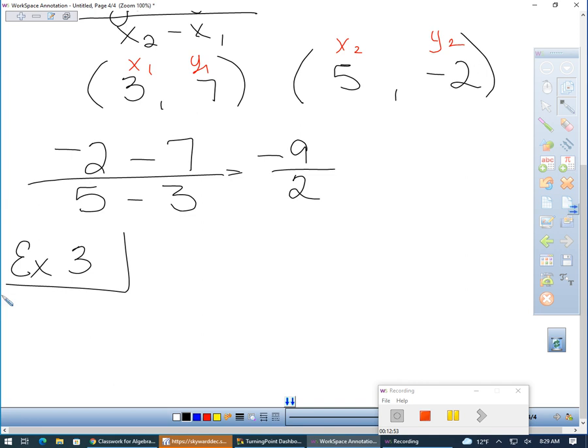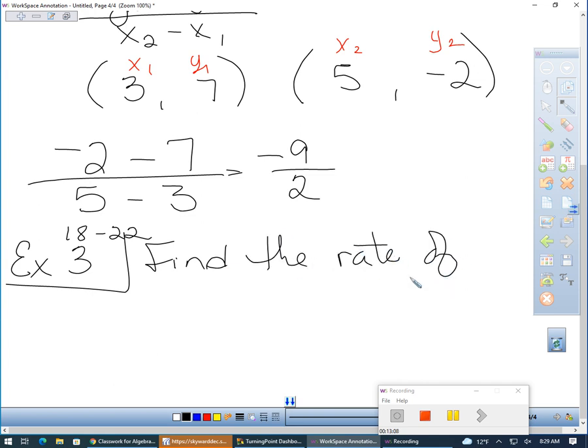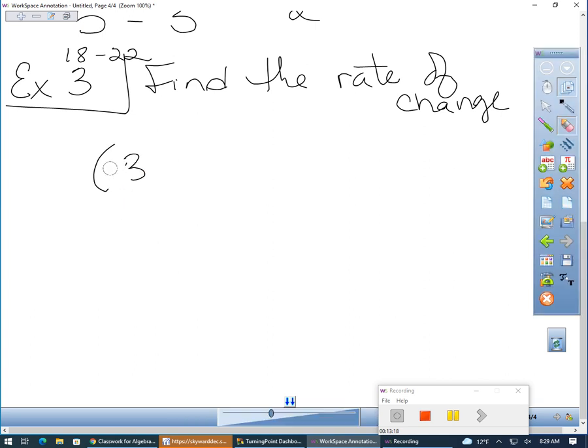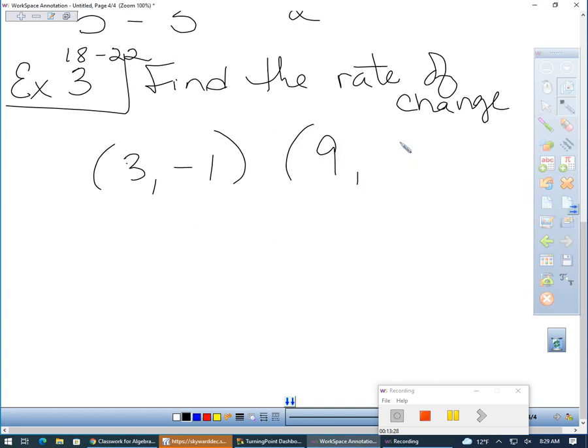Okay, guys. So here is example number 3. Example number 3 covers problems 18 through 22. Find, okay, gentlemen, the rate of change. And I'm going to give you 2 points. The first point, let's say is 3, negative 1. And the second point is 9, 2.